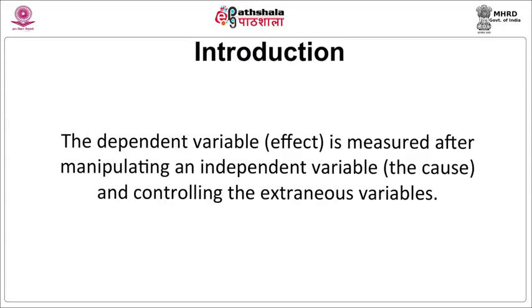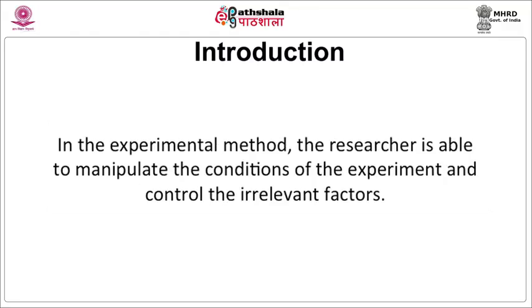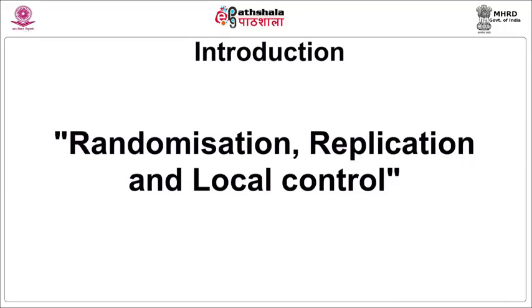A randomly assigned treatment and control group are cardinal to an experimental study. In this method, the dependent variable is measured after manipulating an independent variable and controlling the extraneous variables. The researcher is able to manipulate the conditions of the experiment and control the irrelevant factors. According to Fisher in 1936, the three basic principles of the experimental method are randomization, replication and local control.